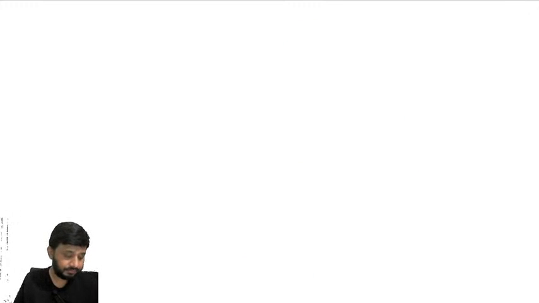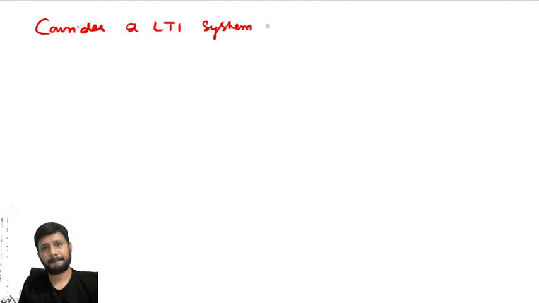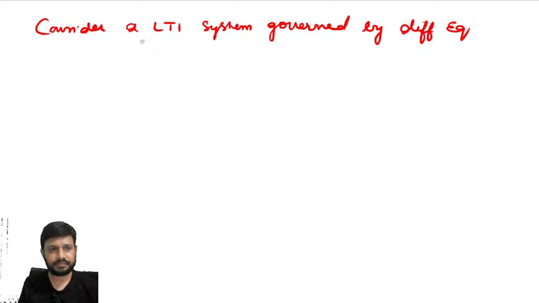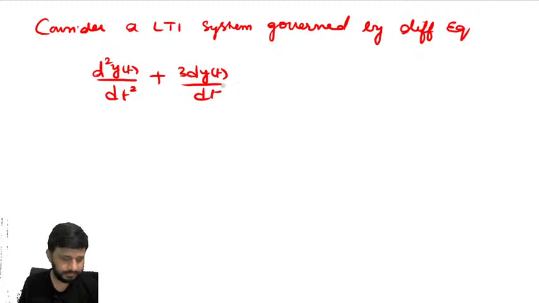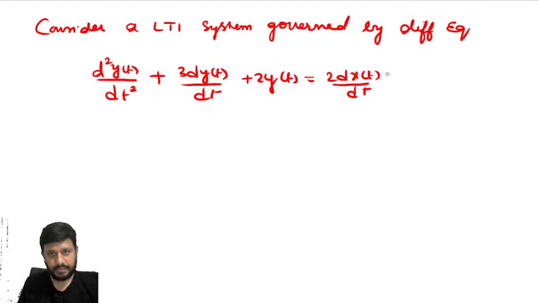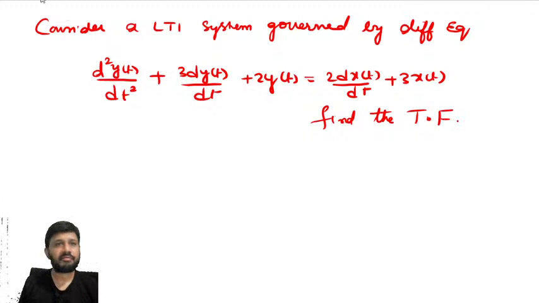Next question. Consider an LTI system governed by the differential equation d square y of t by dt square plus 3 dy of t by dt plus 2 times y of t is equal to 2 dx of t by dt plus 3 x of t. Find the transfer function.